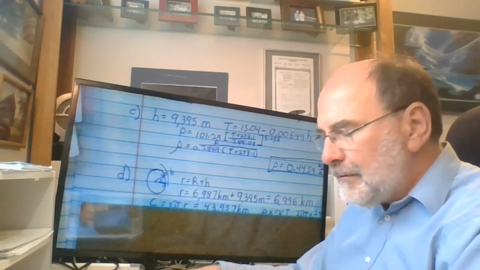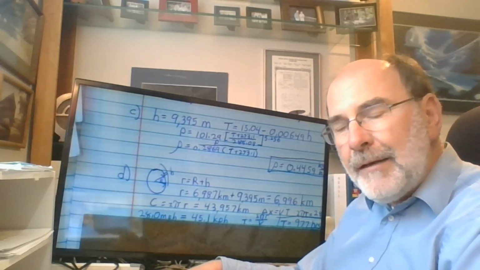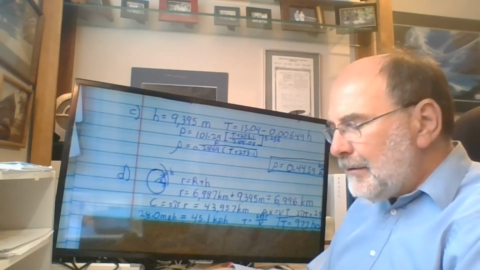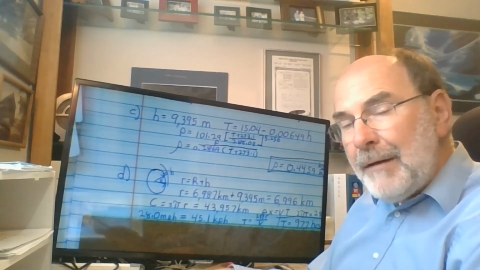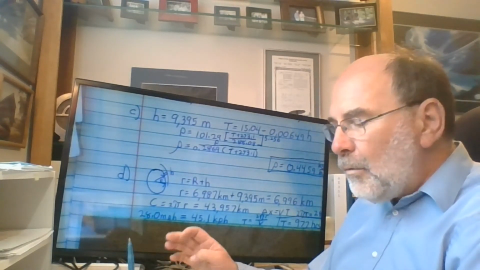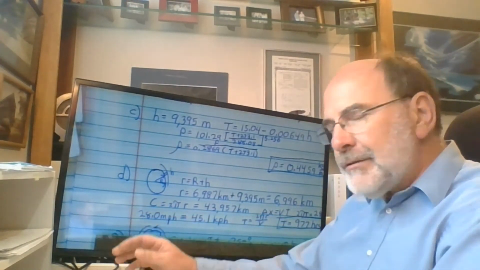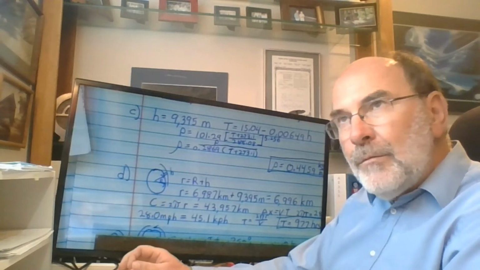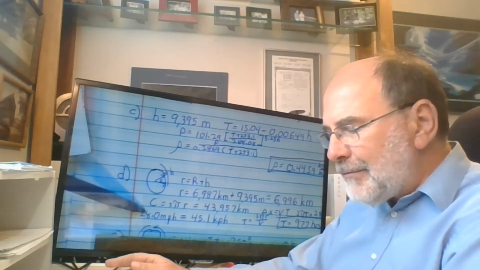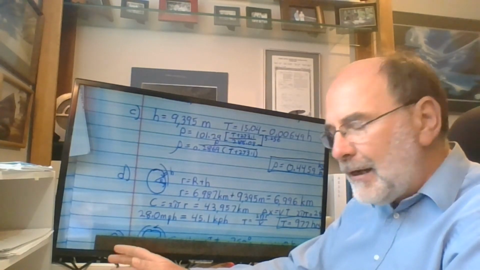Circumference is 2 pi r. So that worked out to be 43,957 kilometers. Now for the airplane, distance equals speed times time. The speed was given as 28 miles per hour, but these are kilometers. So you have to either turn the kilometers into miles or you have to turn the miles per hour into kilometers per hour. I decided I'm just going to use the conversion factor that 1 mile is 1.609 kilometers. So I multiplied 28 miles per hour times 1.609, and I get 45.1 kilometers per hour.